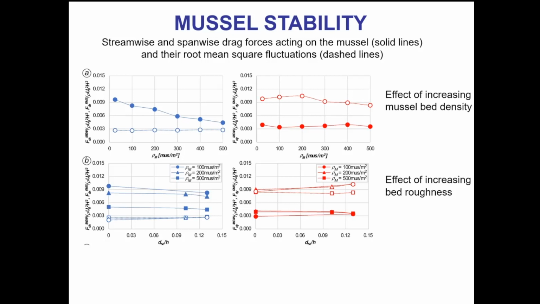And here we have the drag forces in the spanwise direction. You can see that as we increase the mussel density, there is a decay in the streamwise drag force, which is totally expected, because as mussels get closer and closer to each other, they are going to be situated in the wake of other mussels, so the drag forces are going to be relatively small. But what is interesting is for the high mussel densities, where mussels are not really touching each other but close to that, the streamwise and spanwise drag forces are about of the same order, and the spanwise RMS fluctuations are even higher than the mean forces.